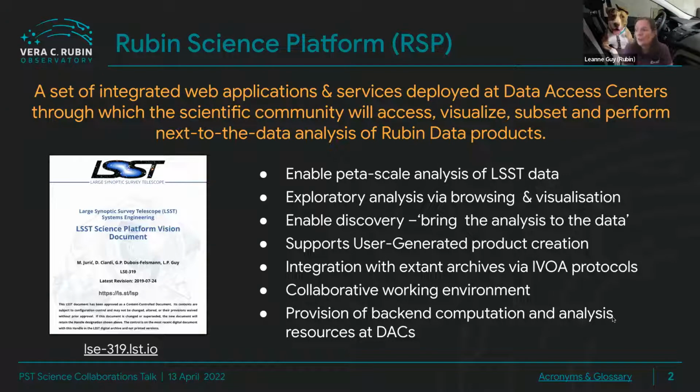Integration with extant archives via IVOA. IVOA is a driving principle for the design of the science platform. We adopt what's called an IVO first strategy, and where possible, we adopt and use the protocols of the IVOA. This allows for easy interoperability with other services that are IVOA compliant, with archives at other data centers. And I will give you some examples of how the IVOA services that we already have deployed on the science platform today are in use as part of the data previews.